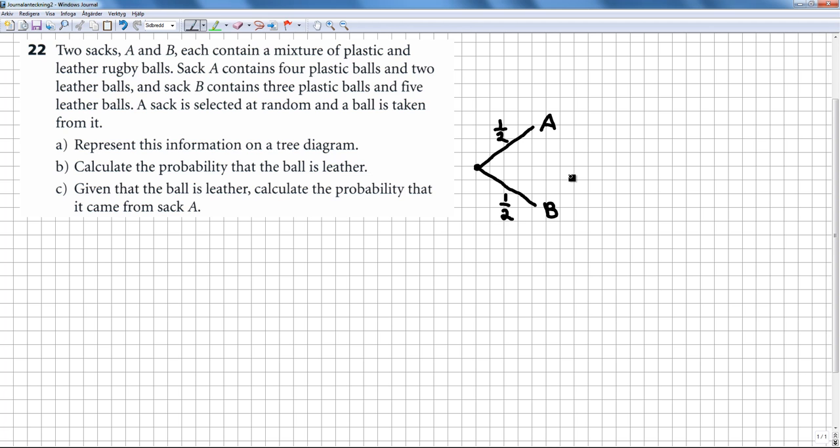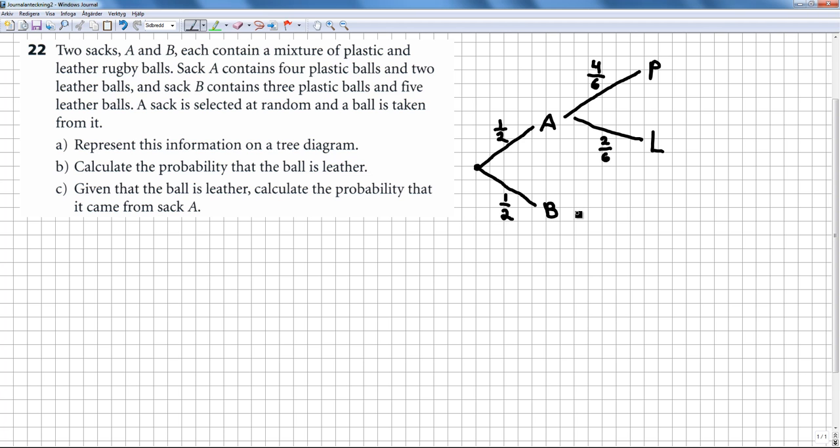In sack A, we have 4 plastic balls and 2 leather balls. So let's write P for plastic and L for leather. What are the probabilities once we select the sack A? To get plastic, we have 4 plastic out of how many in total? 4 and 2 leather, so 6 balls in sack A. And leather is 2 leather out of 6 in total.